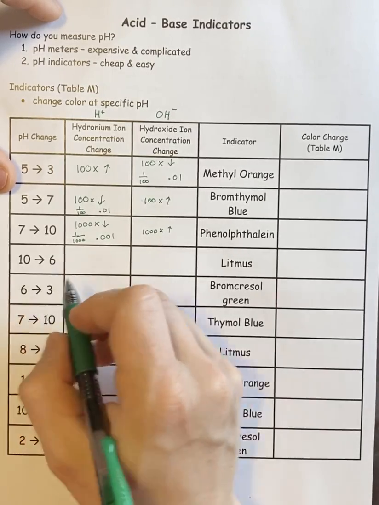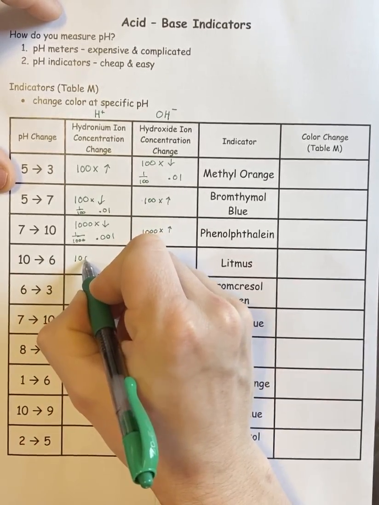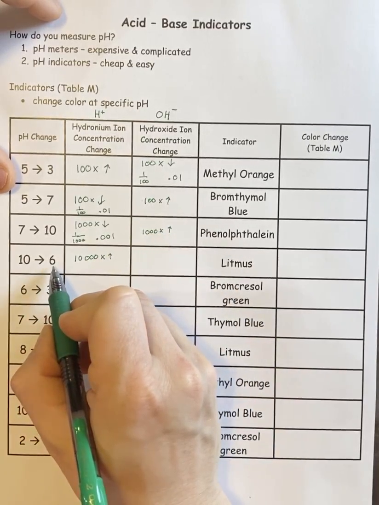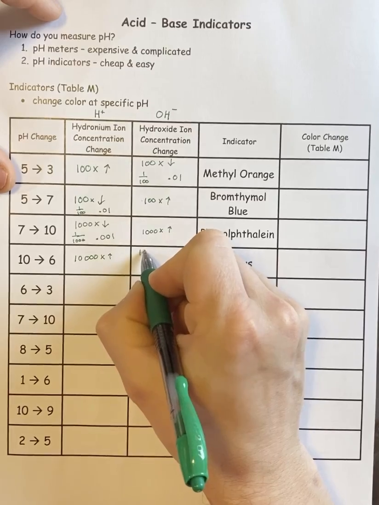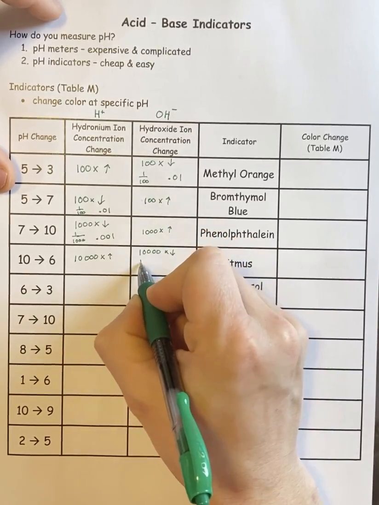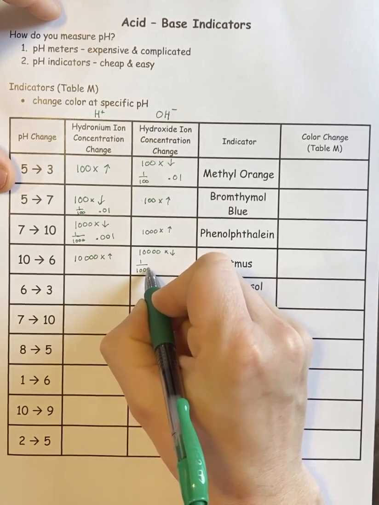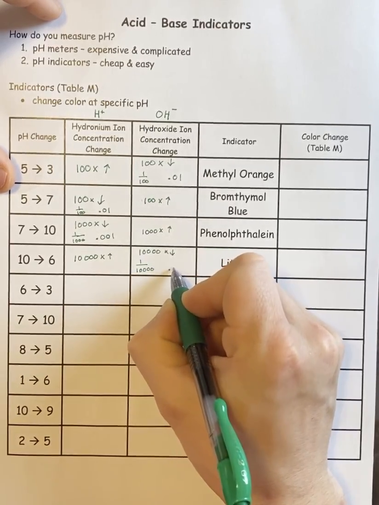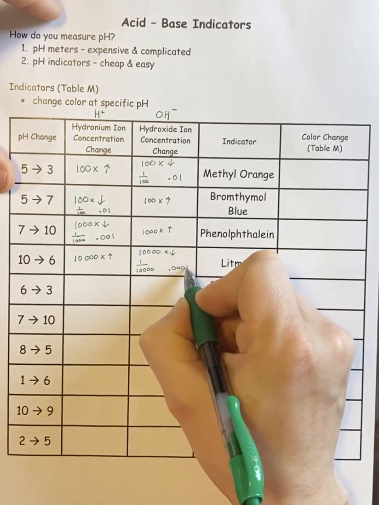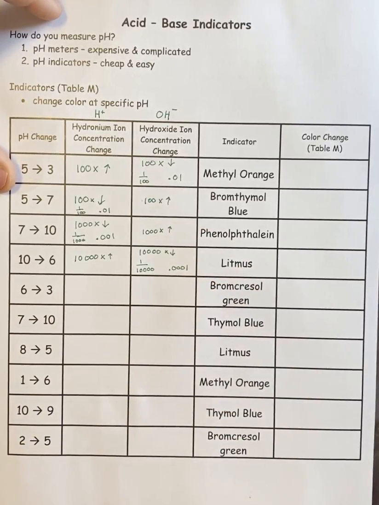Last one, 6 to 10, you would have a 10,000 times increase because we were becoming more acidic. And then this one would be a 10,000 times decrease, or 1/10,000th, or 0.0001. To have the right number of zeros? Yes. Okay, so that's the way these work. They always do opposite things. If one's going up, the other's going down, and vice versa.